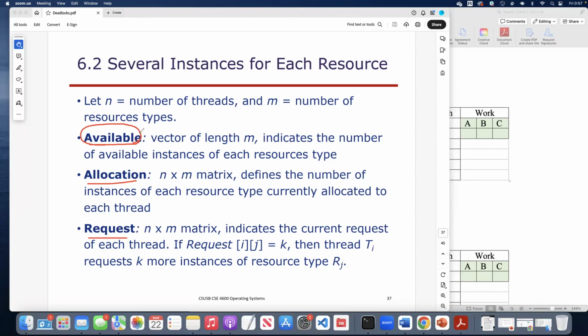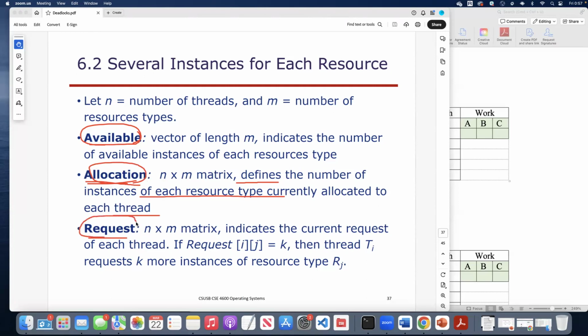In the banker's algorithm, we have the same data structure. Allocation matrix. This is the N by M matrix. This allocation matrix defines the number of resource instances currently allocated to each thread. In the banker's algorithm, we also have the allocation matrix.